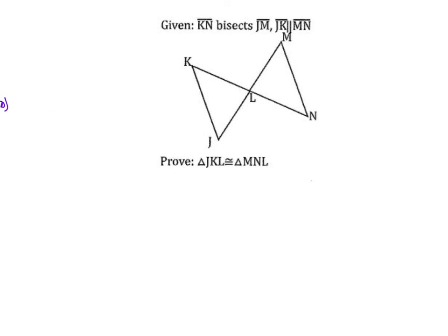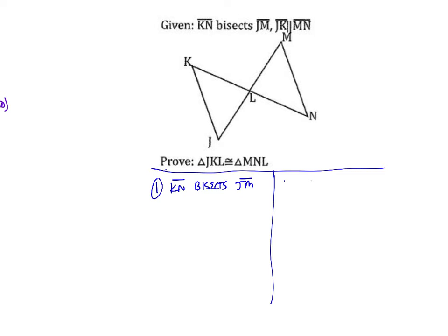So this one is a little bit more complicated, a few more steps, not infinitely more complicated. You're given KN bisects JM, given. JK parallel to MN, given. Okay, so now let's look and see what we got. Let's mark that JK is parallel to MN, and let's see what we can come up with from there.